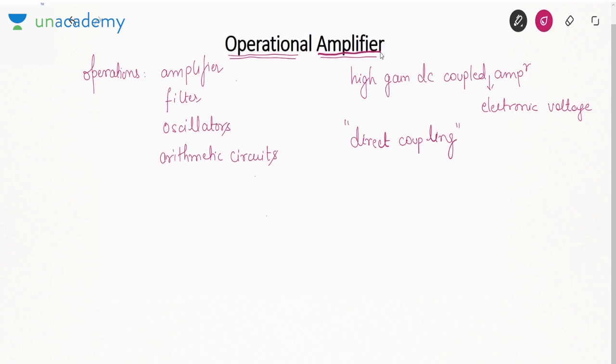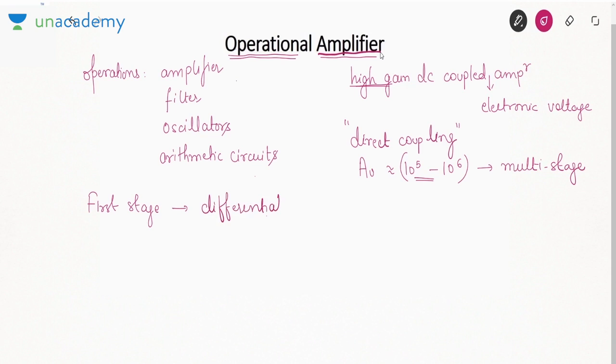Now op-amp has a very high gain. The gain of op-amp is of the order of 10 to the power 5 to 10 to the power 6. Now for that to happen, we need to have a multi-stage amplifier. In BJT we have seen a single stage can provide gain like 100, 200, 500, but not such a high gain. So to obtain such a high gain, we have to have multiple amplifiers connected in cascade. The first stage of op-amp is a differential amplifier. Differential amplifier we have covered in the ECE GATE course.